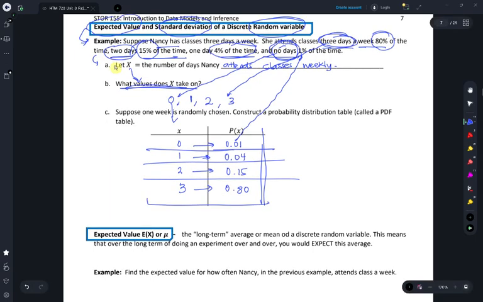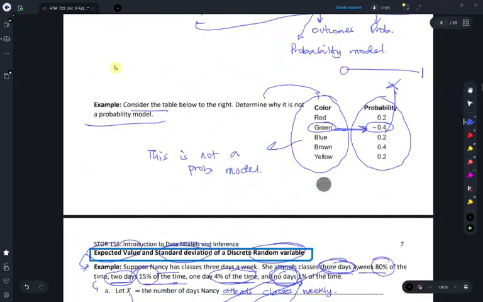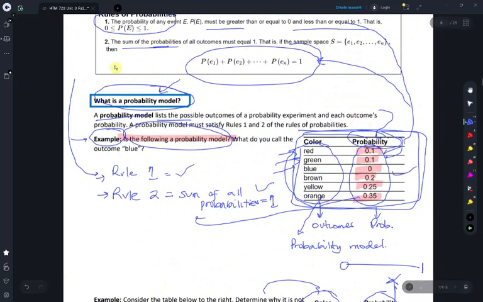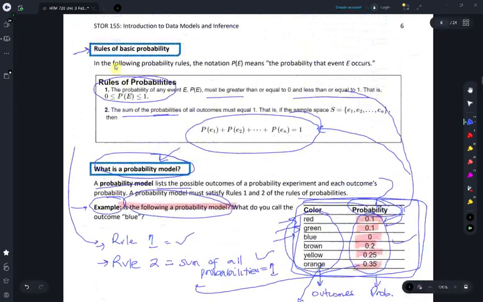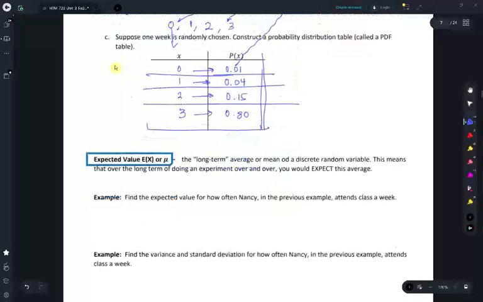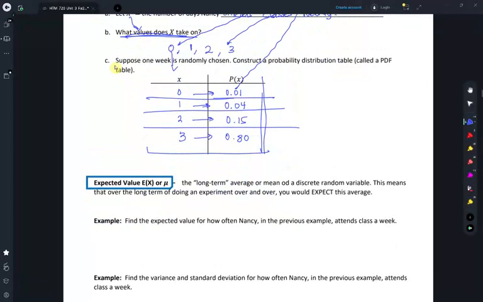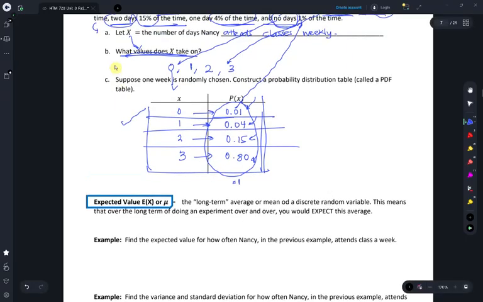Considering this table, does it qualify as a probability model? Let us check. It will need to satisfy the two rules of probabilities. As we might have observed, each probability here is a number between 0 and 1, and the sum of all the probabilities is equal to 1. So this table definitely qualifies as a probability model.